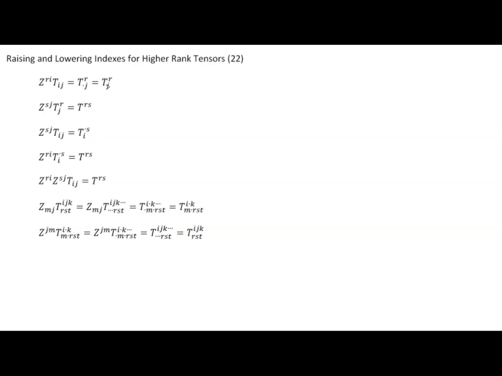Okay, in either case, if we start by raising I first, we can raise J next to get this. If we start with J first and then raise I, we get the same result. Or we can do both operations as one expression. By creating a double contraction like this, we raise both I and J at the same time.